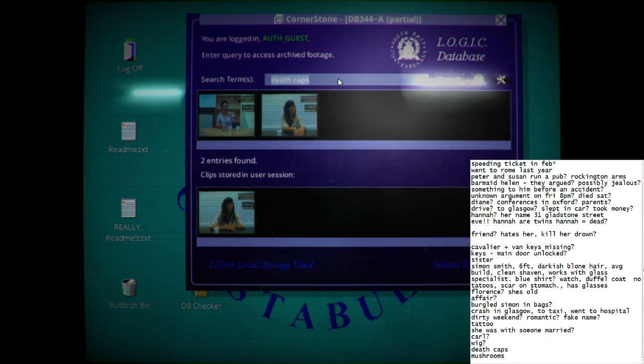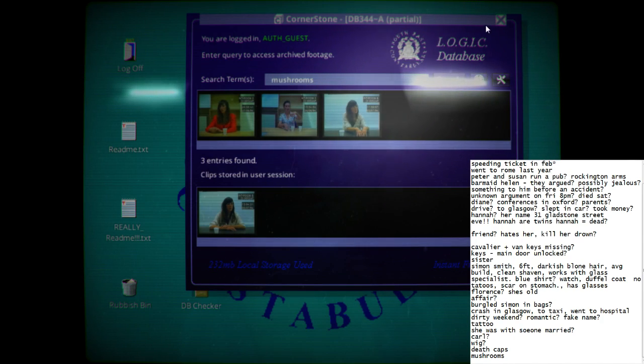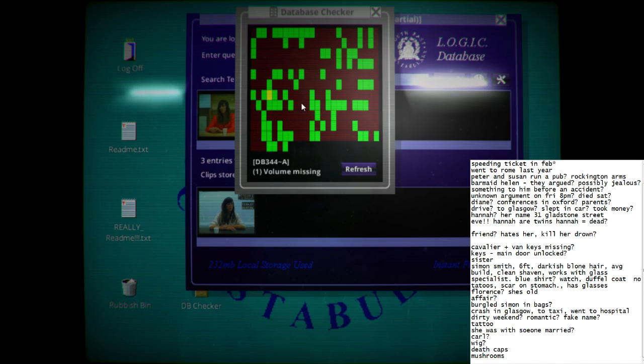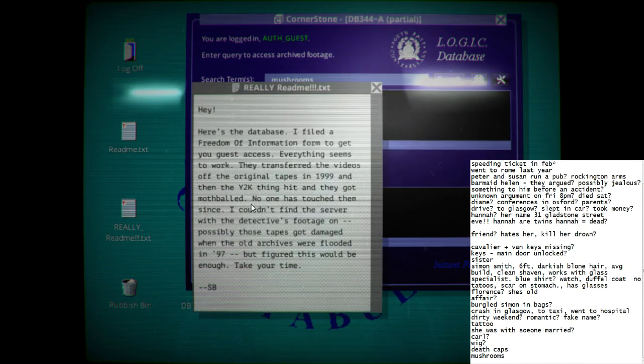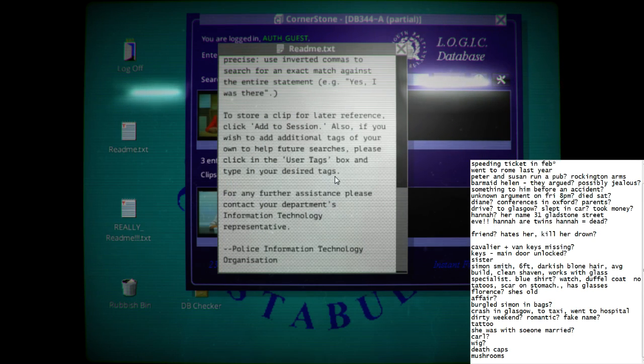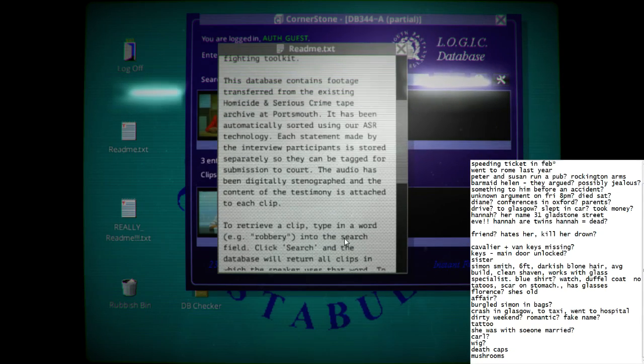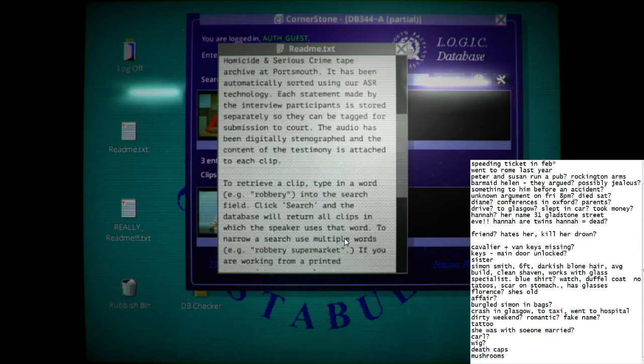Yeah, alright, you know what? Like, let's have a look at this database checker. Like, I don't understand what this is. Here's the database. It seems to work. No one has touched them. To store a clip for later references. Robbery and click search.